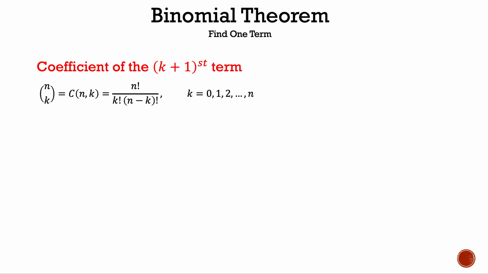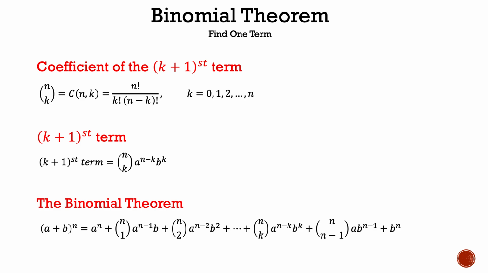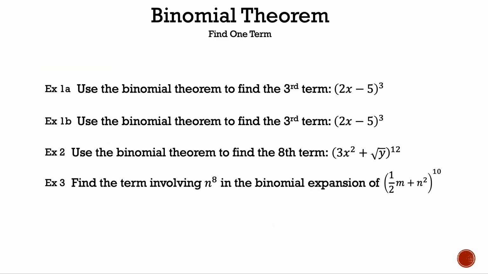The first part is the coefficient of the k plus 1 first term, and we can find the coefficient by using n choose k, where k is 0, 1, 2, and so forth and so on until n. And that leads us to the k plus 1 first term, where the k plus 1 first term is n choose k times a to the n minus k times b to the k. Now we have another definition of the binomial theorem using the k plus 1 first term. Now let's take a look at the examples we're going to discuss in today's video.